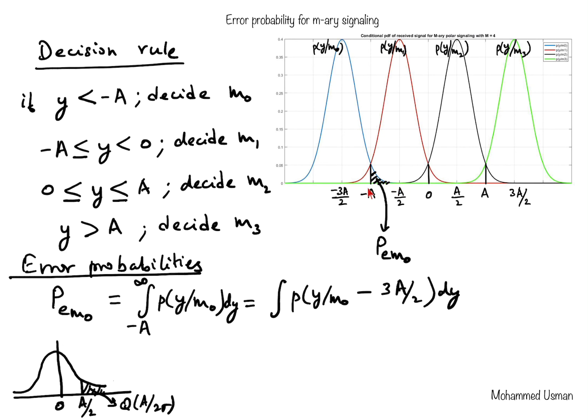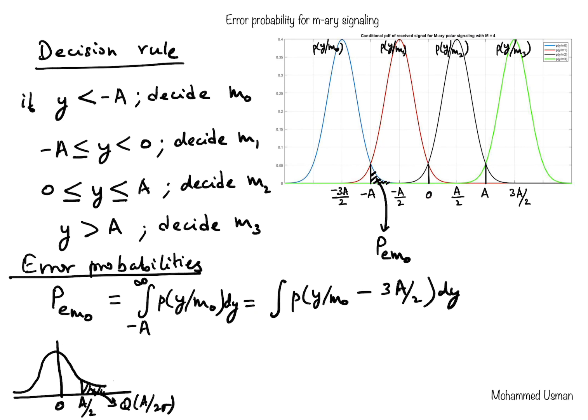So that's the distance here from -A to -A by 2. That's 1A by 2, that's 2A by 2, and 3A by 2. So when we shift it to the right by 3 times A by 2, it will go 1, 2, 3, and it will come to this threshold. So -A will move to A by 2 when this PDF is moved to the right by 3A by 2 to make it centered on 0.